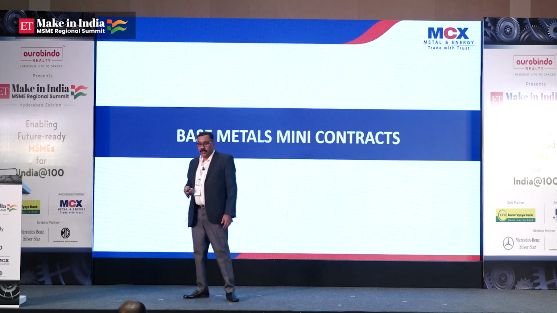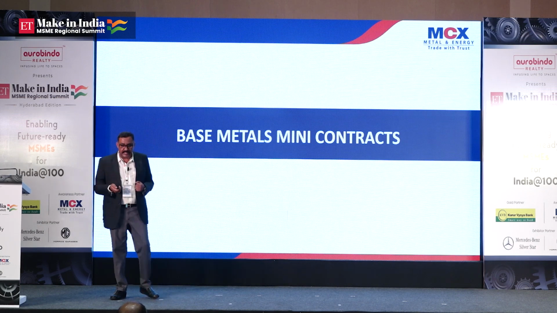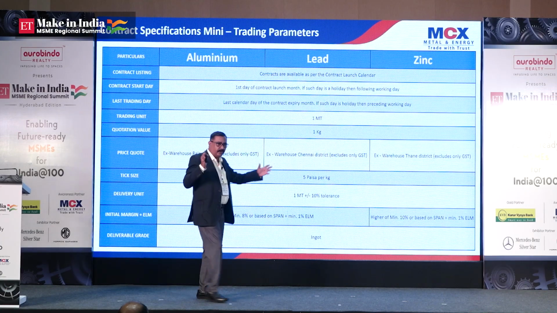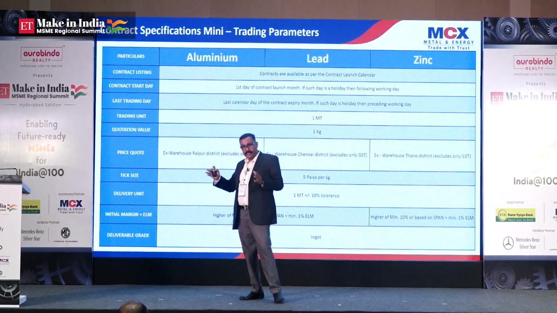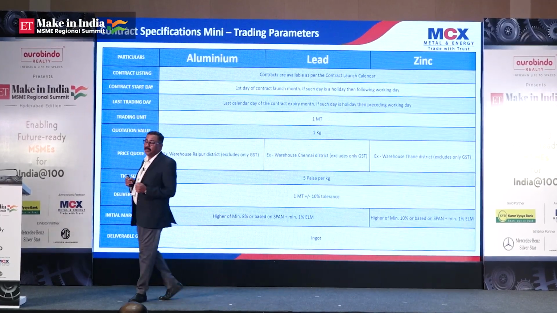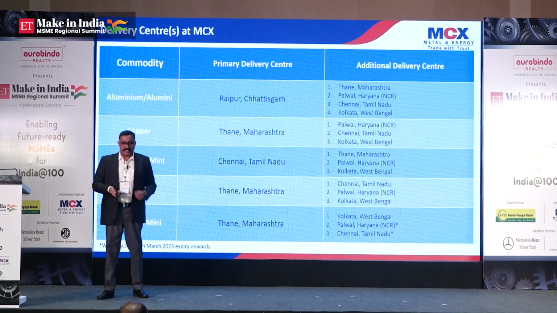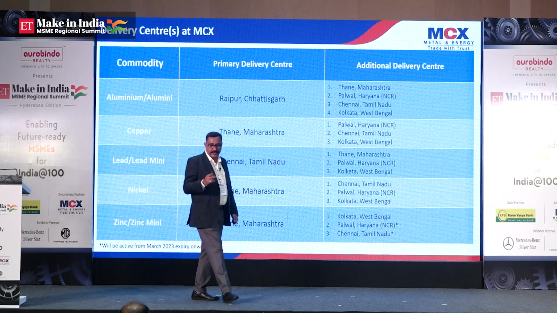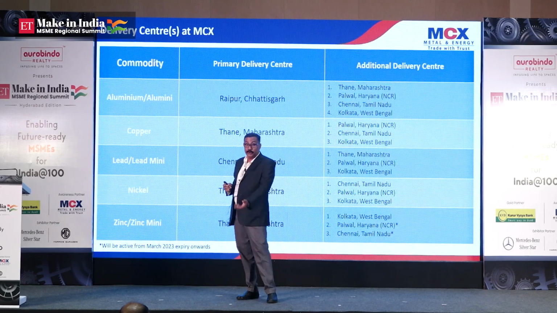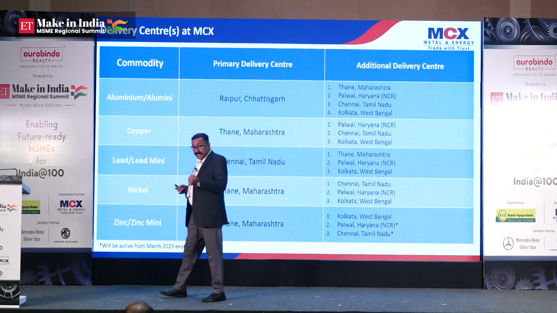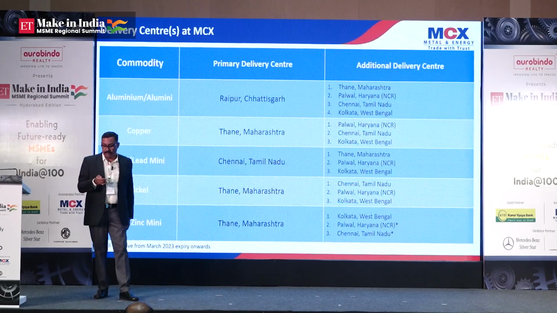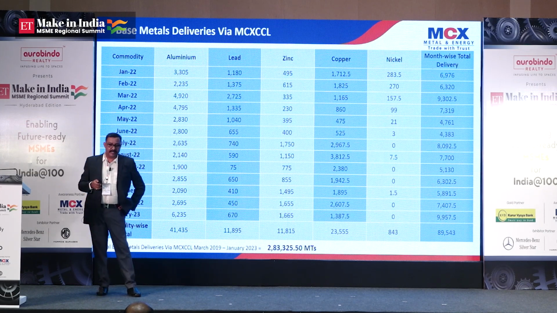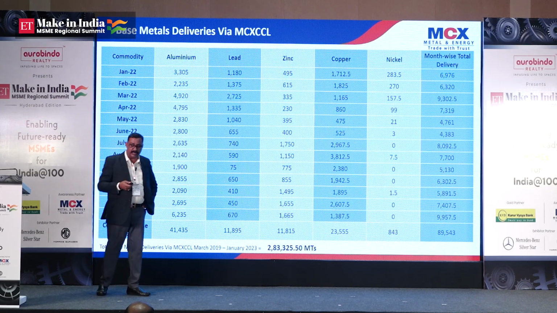And just to promote MSMEs, we have mini contracts of 1 metric ton. Even if you are a small MSME and your requirement is only 1 metric ton, we have contracts of aluminium, lead and zinc. These are the different delivery centers we have: for aluminium in Raipur, Chhattisgarh, then copper in Thane, and from the south we have lead in Chennai. All these delivery centers are fully established. So these are the different base metals delivered via MCX.